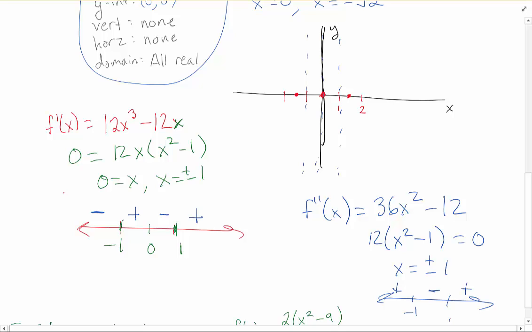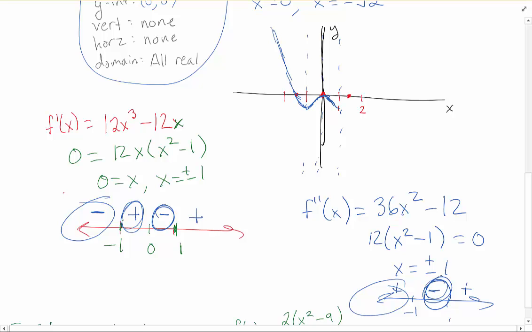So I know that this section of my graph, below negative 1, is concave up and decreasing. When I start to sketch this, it's coming down, down, down, but it's concave up. It's curving up. Then at negative 1, it switches to concave down, and it switches to increasing. So now it's concave down, but it's increasing. From 0 to 1, it's still concave down, but now it's decreasing. Then at 1, it changes to concave up and increasing. So my graph is going to look like that.